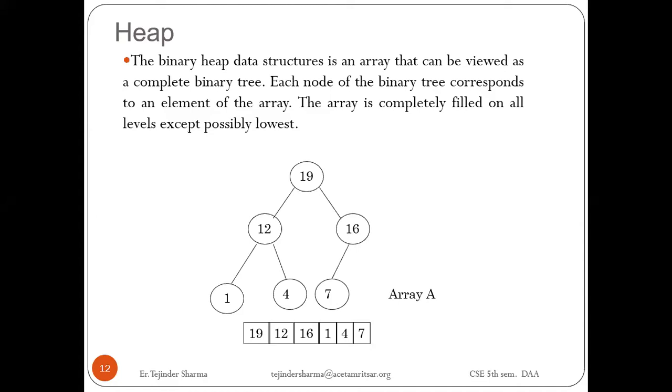So the binary heap data structure is an array that can be viewed as a complete binary tree. Each node of the binary tree corresponds to an element in the array, and the array is completely filled on all the levels except possibly the lowest level.